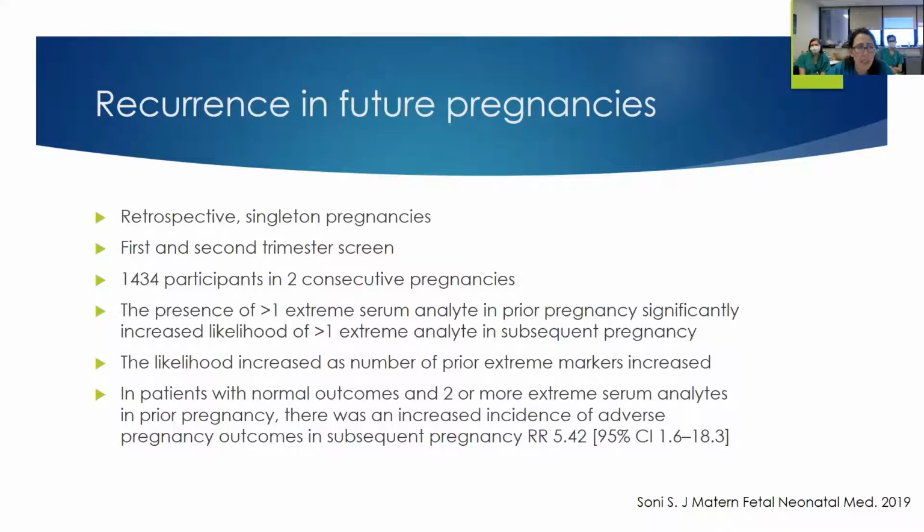They also mentioned that in patients that had a normal outcome in that pregnancy and had two or more extreme serum analytes in a prior pregnancy, there was an increased incidence of adverse pregnancy outcomes in the subsequent pregnancy. The relative risk was 5.4.